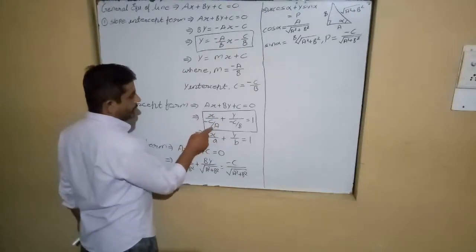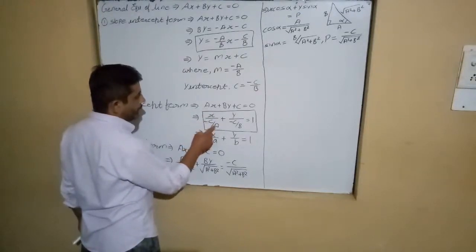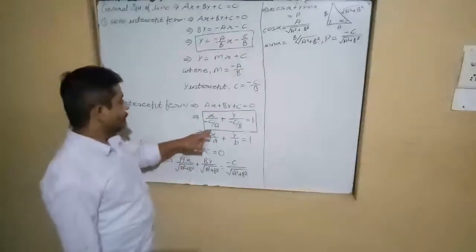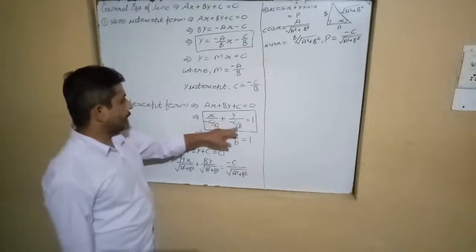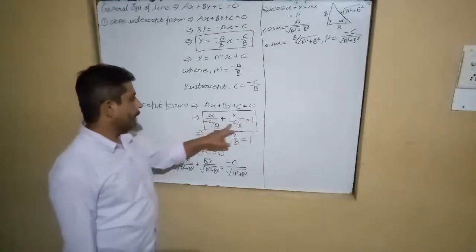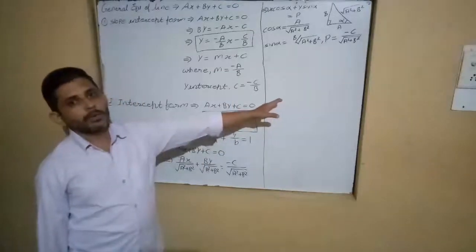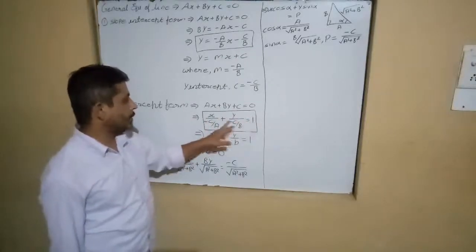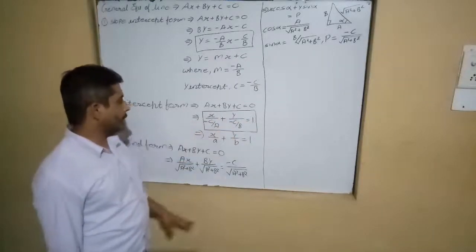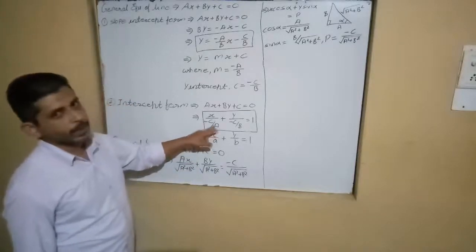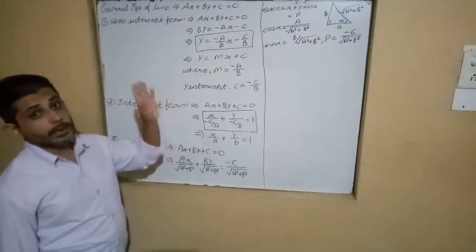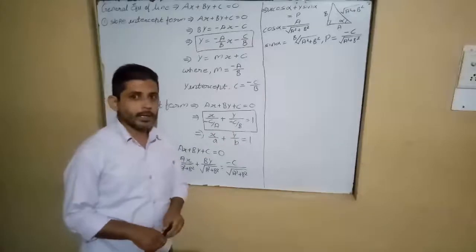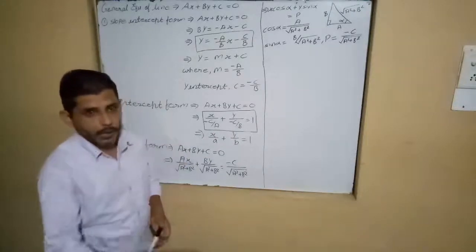Look at it very sincerely. X upon minus c upon a should be reciprocal, so it converts into a numerator. So we will get ax upon minus c plus by upon minus c is equal to 1. After the LCM, the c goes to the RHS, so we will get ax plus by is equal to minus c, same as here. In this intercept form, minus c upon a is the point where the line intercepts the x-axis, and minus c upon b is the point where the line intercepts the y-axis.